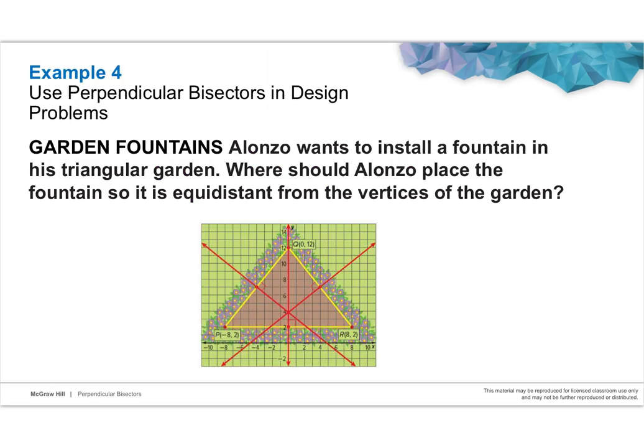So here we go. I'm on page 352 as we are considering the continuation of our notes here. In example 4, we are asked to use perpendicular bisectors in the design for this fountain. Alonzo wants to install a fountain in his triangular garden. The question is, where should Alonzo place the fountain so that it is equidistant from the vertices? And those two words together, as a reminder, equidistant from the vertices, means that we are locating the circumcenter.